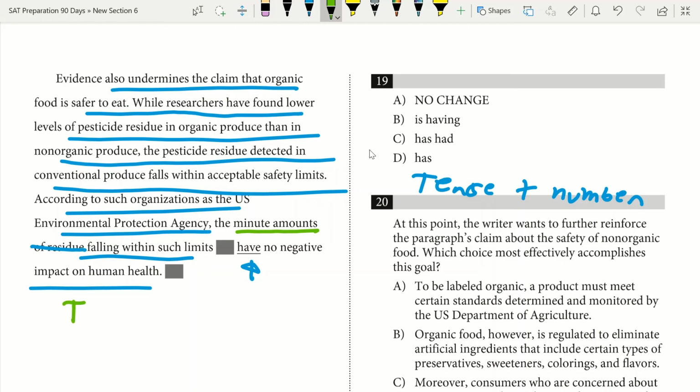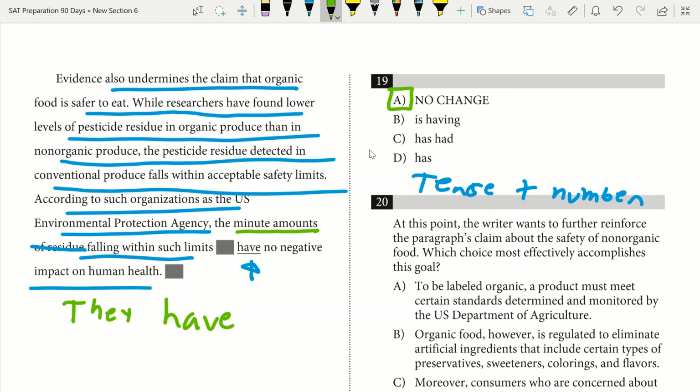The word "they" is plural as well. Since "minute amounts" is plural, we need a plural verb. The plural verb is "have." We would say "they have." So that's our correct answer there. Our option is A, so our correct answer for 19 is A. That matches in number. Keep in mind it also maintains the tense that we've been using. The minute amounts of residue falling within such limits have no negative impact on health.